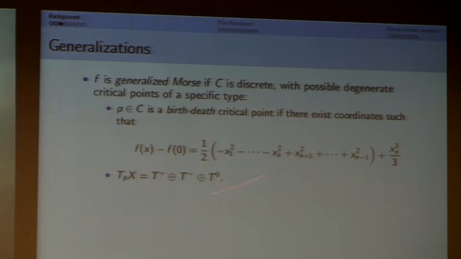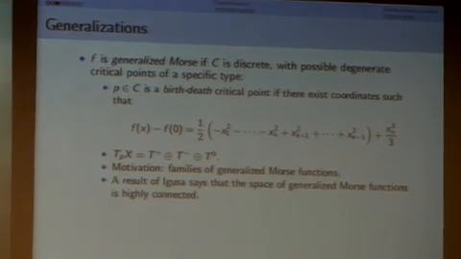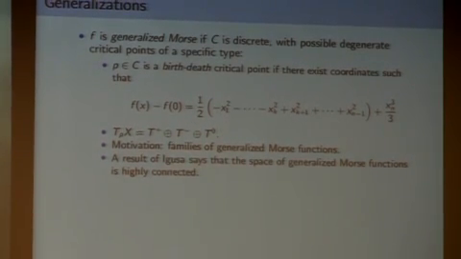Well, before I get to that, again, I have a splitting of the tangent bundle. Now I'm going to call T0 this direction, the cubic direction. It's the direction in which the Hessian vanishes. So the motivation here is considering families of Morse functions. Say you have a fibration and you want a function on the total space of the fibration that is Morse, or in this case generalized Morse, along the fibers, and you think of it as smoothly parametrized by the base. So a result of Igusa says that the space of generalized Morse functions is connected, in fact fairly highly connected.